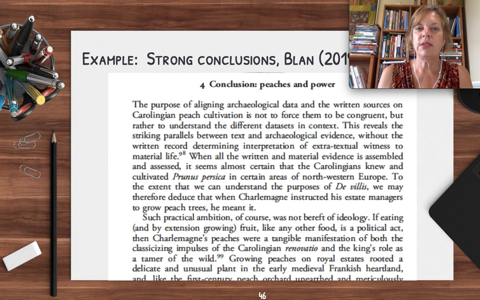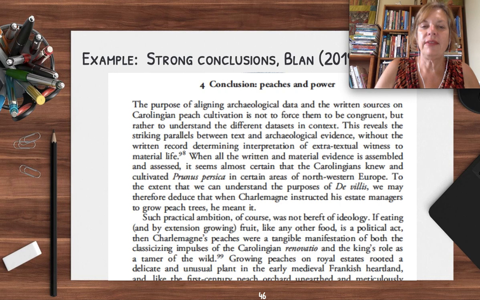So I just want to show you from this particular article of Charlemagne's Peaches, and how, when I'm saying draw strong conclusions, I don't mean that you have to be dogmatic or you can't be uncertain. So I wanted to show you, because in this paper, he's quite uncertain, but he's strongly uncertain. And that's what you want. So if you have a look at the sentence here, this reveals the striking parallels between the text and archaeological evidence. So he could have just said this reveals the parallels, but he's indicating to you that this is something worth noting. So by putting striking in there, it makes it stronger, because he's really being quite forceful about this.